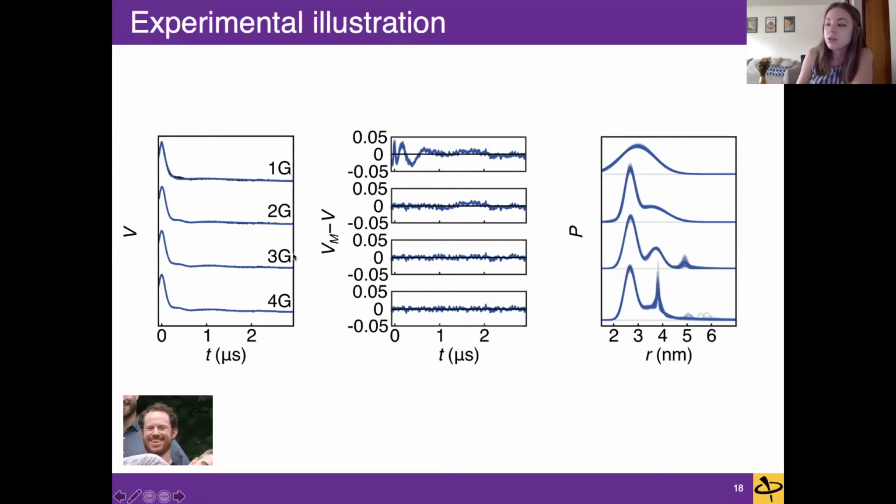So then moving to the 2 Gaussian case, there is less deviation, but still some. And again, we see the distribution taking a bit more shape with a relative certainty of the positions. And then when we move to 3 and 4 Gaussian, there's little difference to be seen in the time domain fits, in the residual analysis, and the distance distribution.